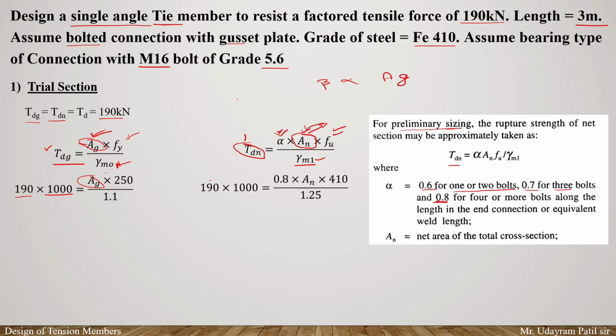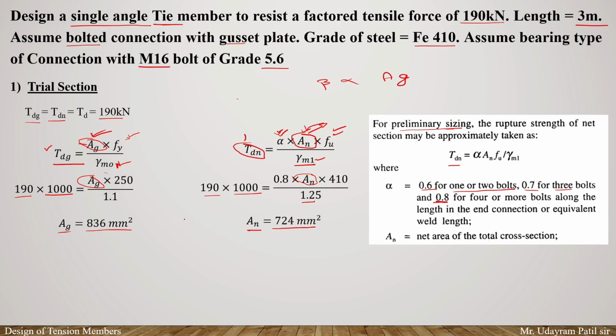Similarly for the TDN, in the TDN formula putting all of the particular values, 190 multiplied by 1000 for converting the kilonewton into Newton equals alpha की value आपके पास 0.8, multiplied by An, the value which we are going to find out, multiplied by fu, your 410 Newton per mm square, divided by gamma m. So solving both of the numericals, we get the value of the AG, that is the gross area, as 836 mm square, whereas the net area AN is 724 mm square.